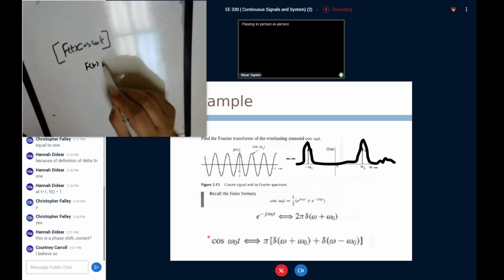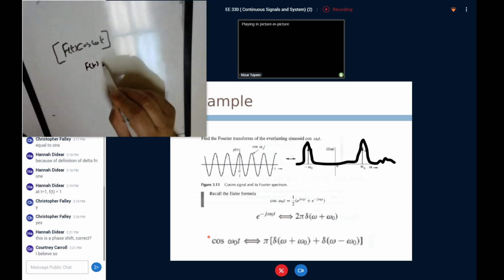So we expect 1/2 F of omega plus omega 0 plus 1/2 F of omega minus omega 0. So what's going to happen to f here? It's just going to be shifted. If we multiply f of t with a cosine function, it is scaled by 1/2 and shifted by the frequency omega 0: F of omega plus omega 0 and F of omega minus omega 0.